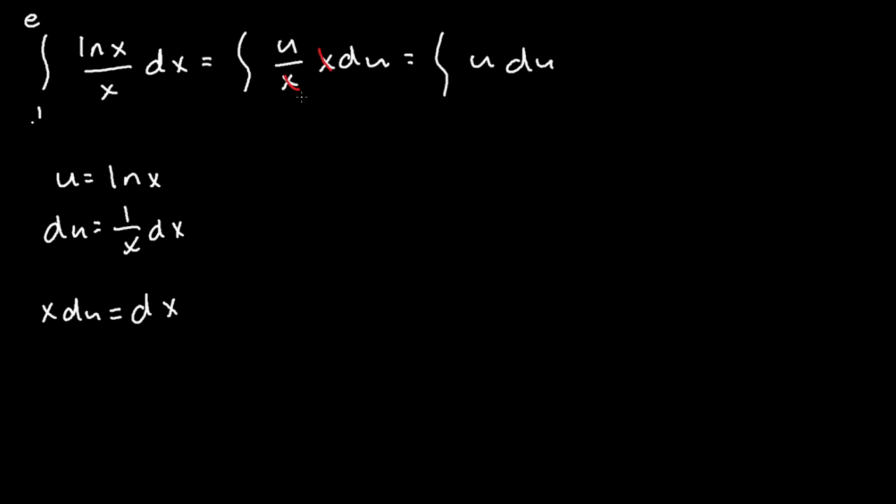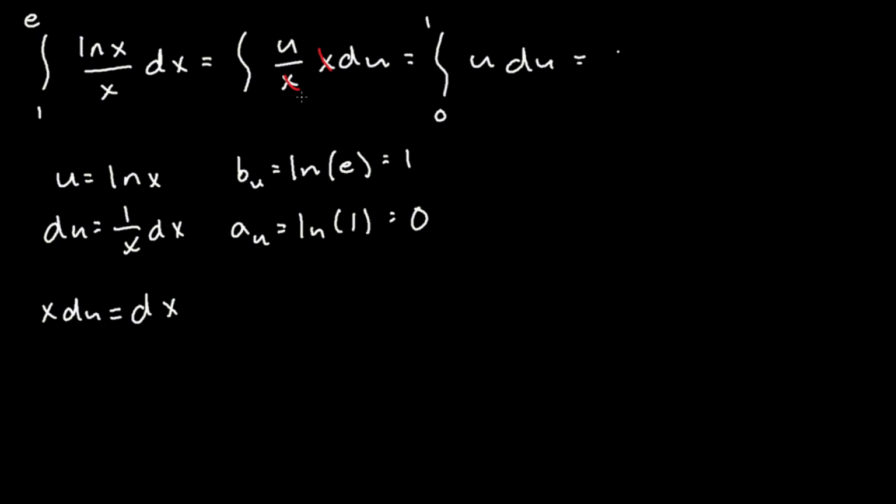Now here's the thing. We want to find the new bounds of this. So if we plug in 1 and e into this function, we get b of u is equal to ln of e, and a of u is equal to ln of 1. So ln of e is 1, and ln of 1, any logarithmic function of 1, is just equal to 0. So your new bounds are 0 and 1 in this case.